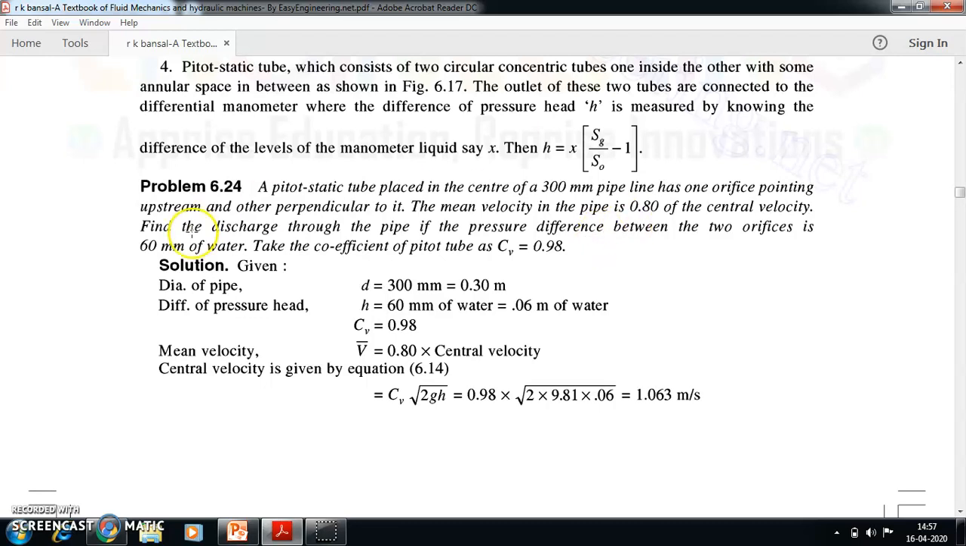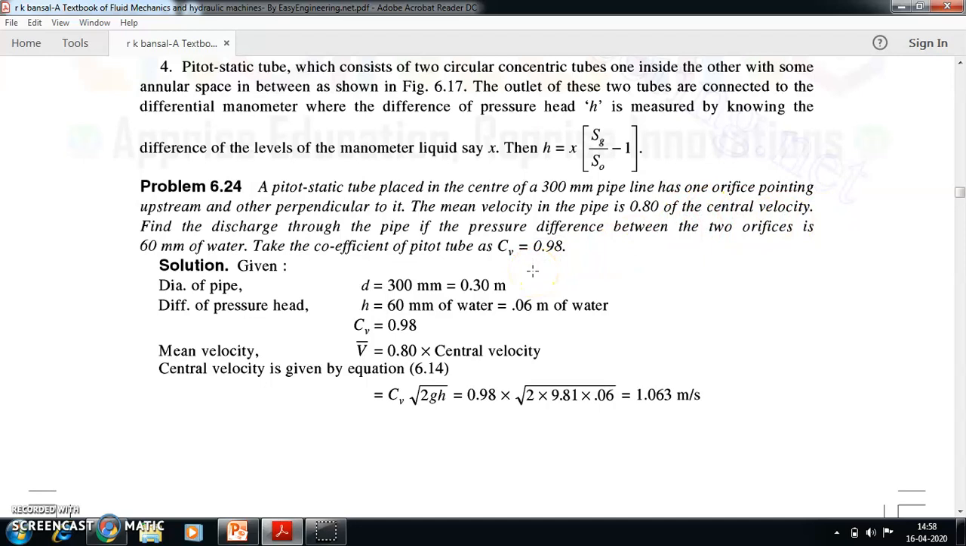If you see the first problem, 6.24, a Pitot static tube is placed in the center of a 300 millimeter pipeline, has an orifice pointing upstream and another perpendicular to it. So a 300 millimeter diameter pipe is given to you, and you are placing the Pitot tube at the center of it. The mean velocity of the pipe is 0.80 of the central velocity.